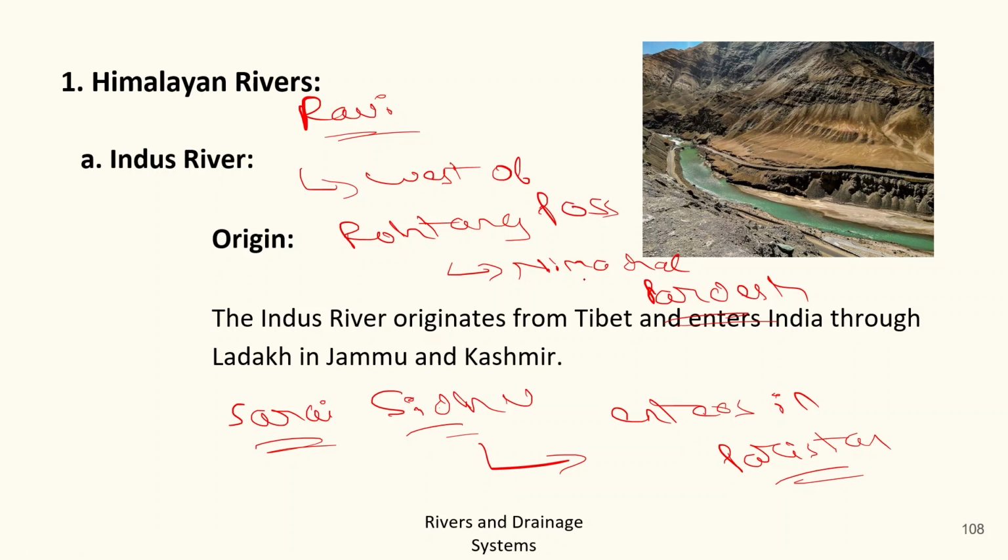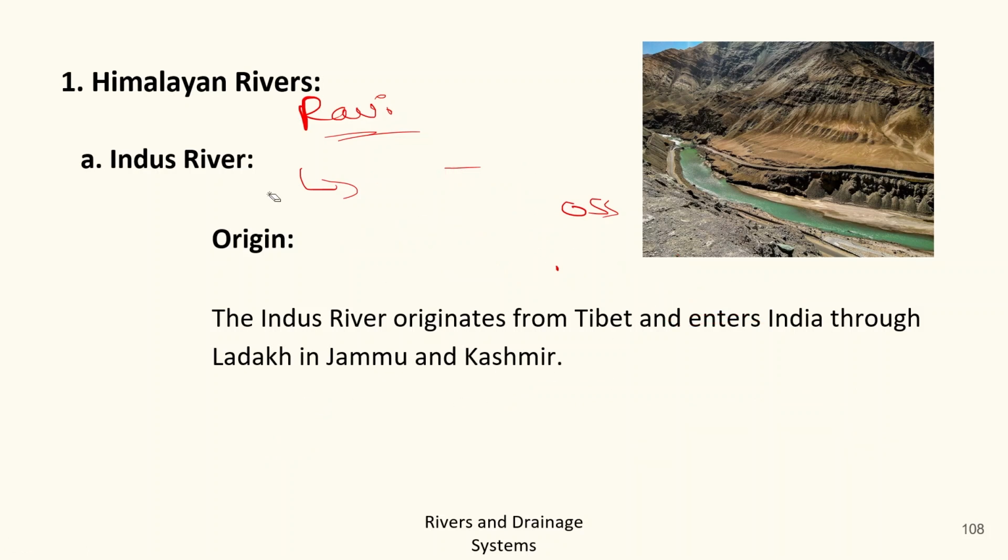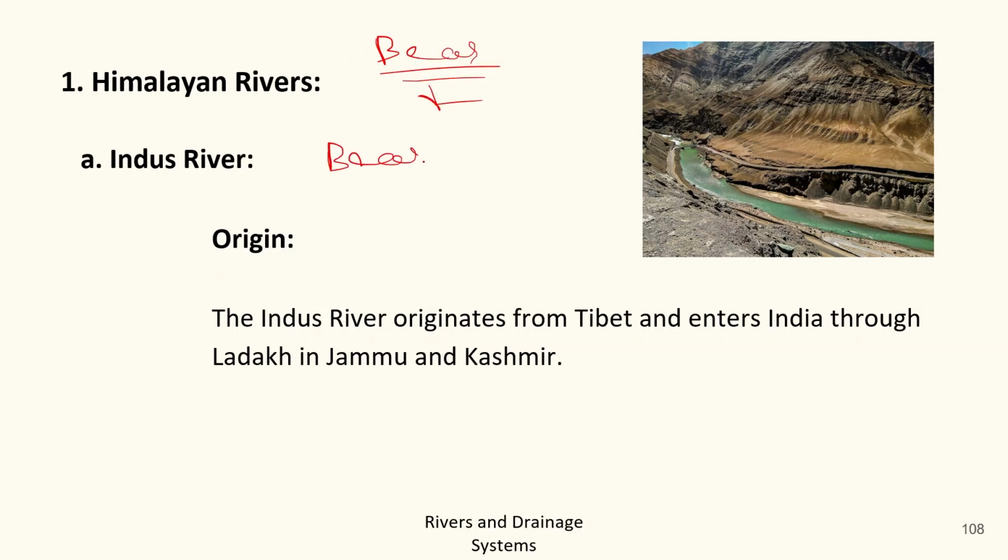So Ravi originates from the Rohtang Pass, Himachal Pradesh, and at Sarai Sidhu, it enters into Pakistan. Got it? Now, the second is Beas. So Beas basically originated from Beas Kund, also lies at Rohtang Pass.